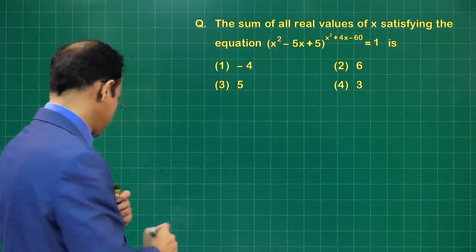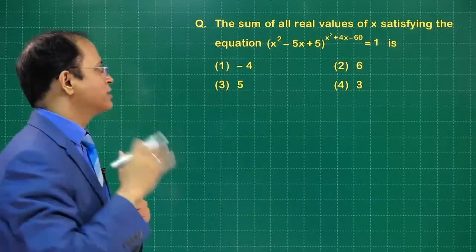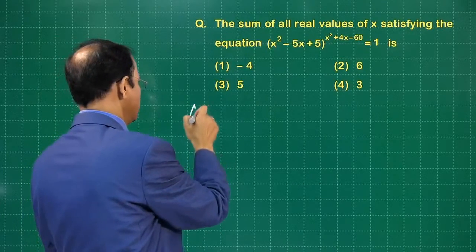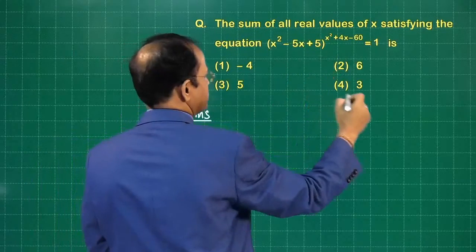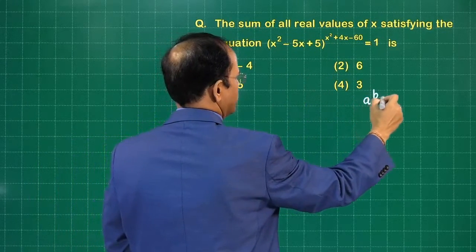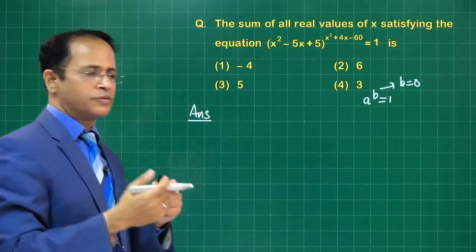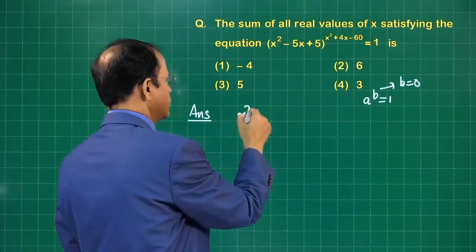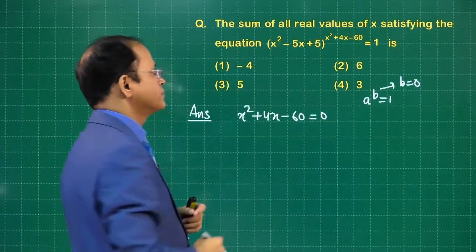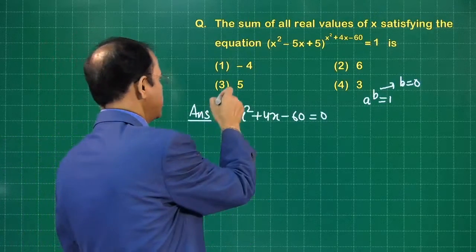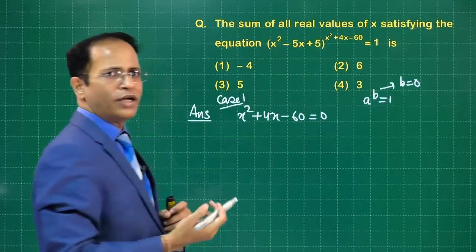The irony is that we know that anything to the power 0 is 1. We have been given a raised to the power b equal to 1. So what we know is b is equal to 0, right? That means we have x square plus 4x minus 60 equal to 0. This is one condition. So case 1 we can take: anything to the power 0 is 1.